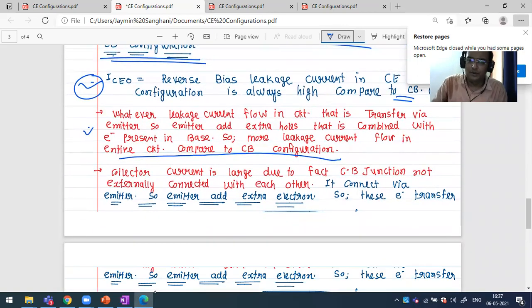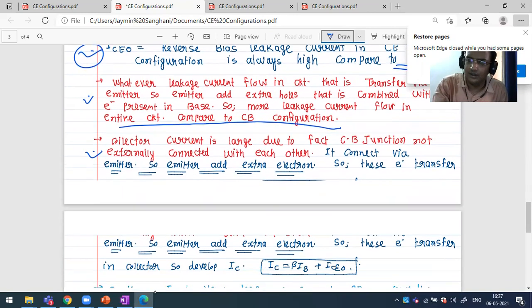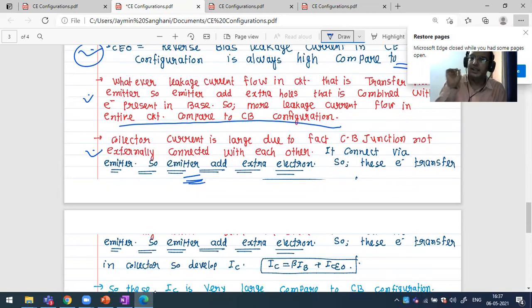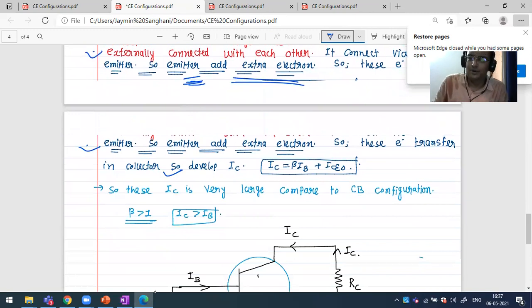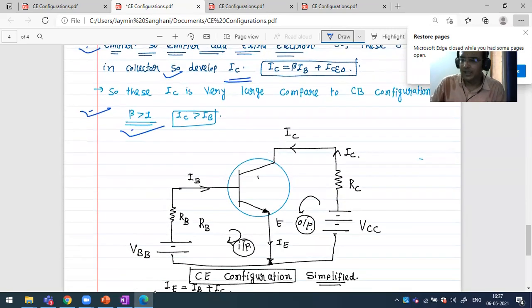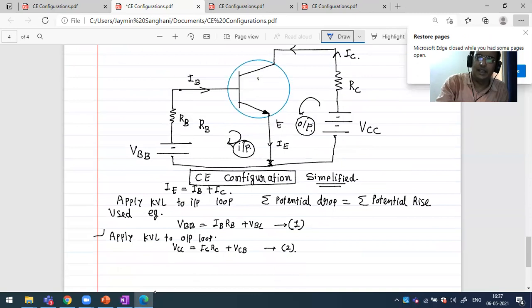So collector current is large due to the fact that the collector-base junction is not connected externally. It can be connected via the emitter. So the emitter adds its extra electrons, and these electrons are transferred into the collector. So collector current is developed because the emitter current flows. See this, IC is very large compared to the common base configuration. Beta greater than 1, IC greater than IE. And now see this is the symbolic representation.